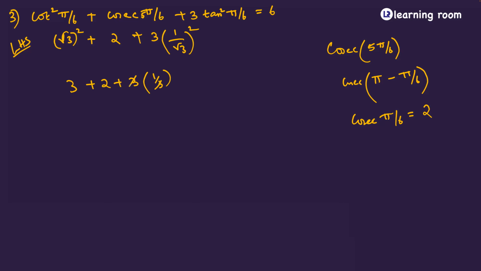3 and 3 will get cancelled. 3 plus 2 is 5. 5 plus 1 is 6. Here.